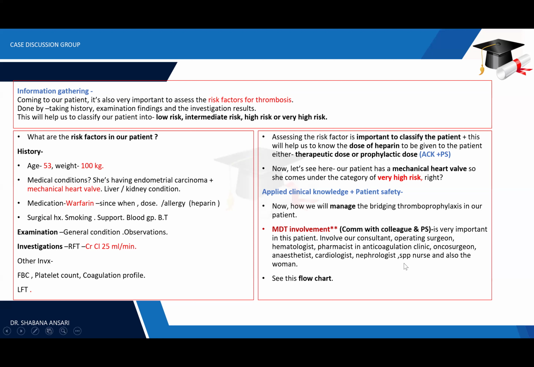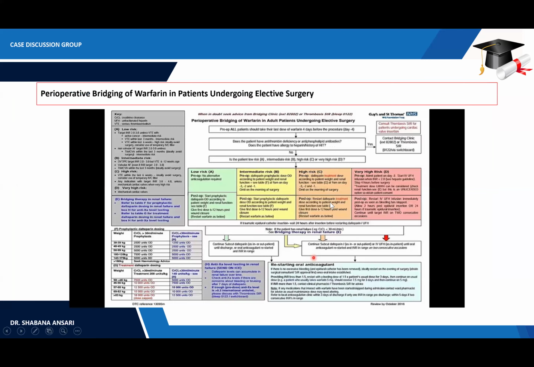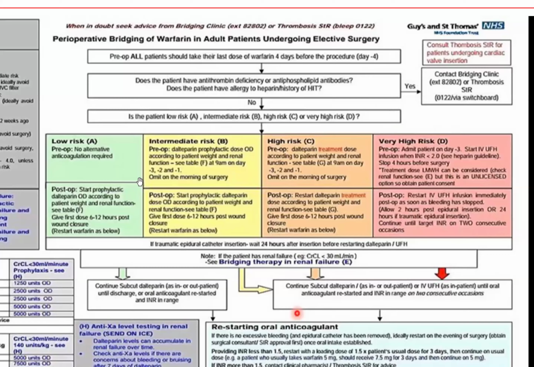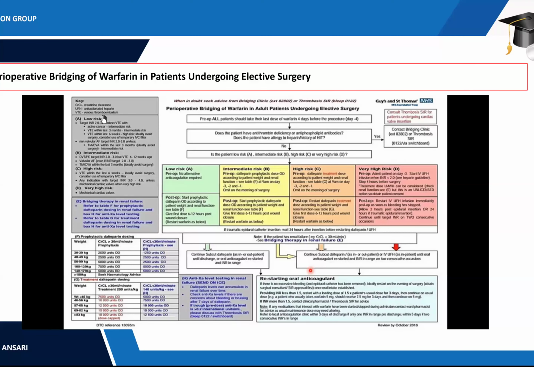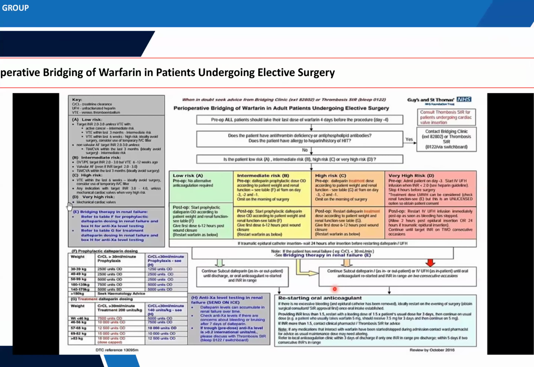Then you are going to explain the flow chart. So what is happening here is that we now know our patient is very high risk, so you will see where our patient falls. The patient has a mechanical heart valve, and mechanical heart valve is mentioned here, so our patient will be in the very high risk group. We are going to exclude low risk, intermediate, and high risk. No, she is in the very high risk group.